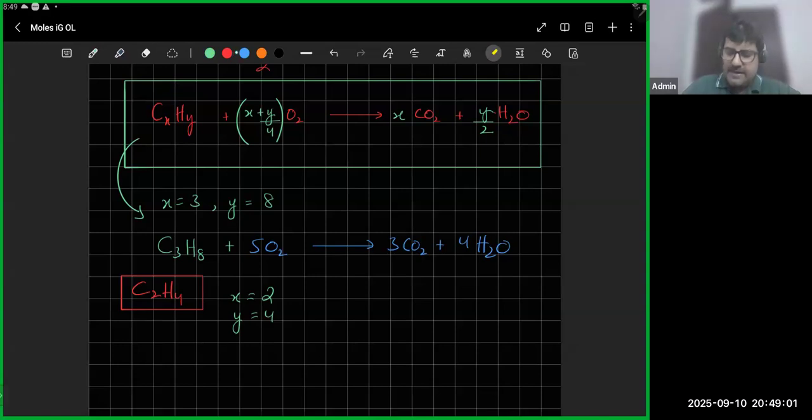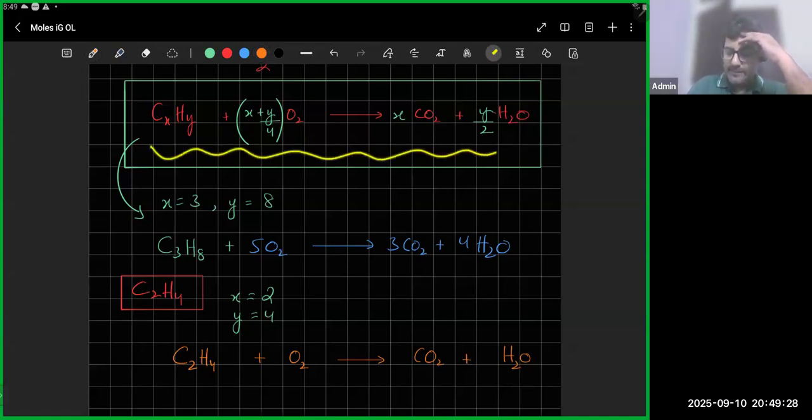Now, if I write the combustion equation for C2H4, it would react with oxygen and produce carbon dioxide and water, right? You know how to balance an equation, but I'm going to use this general equation to balance this.